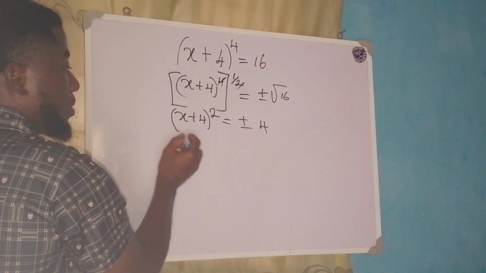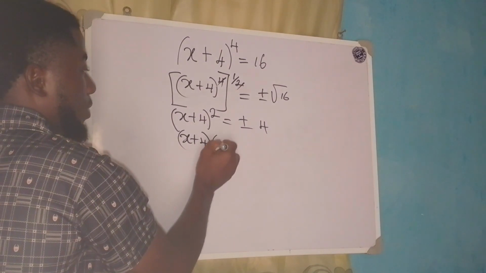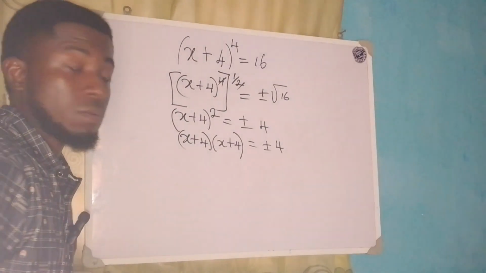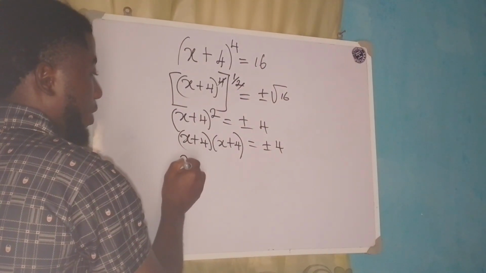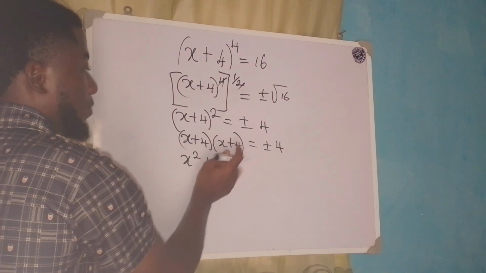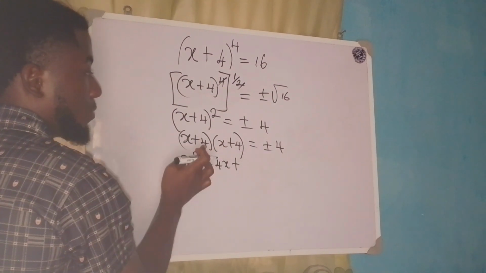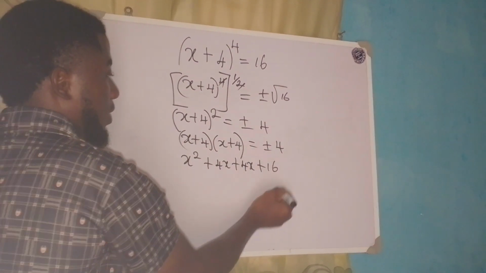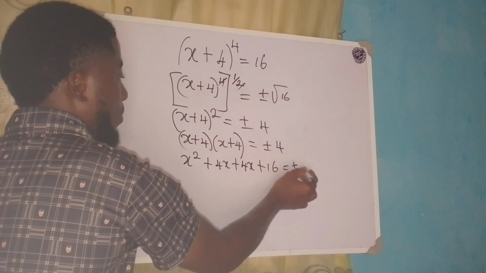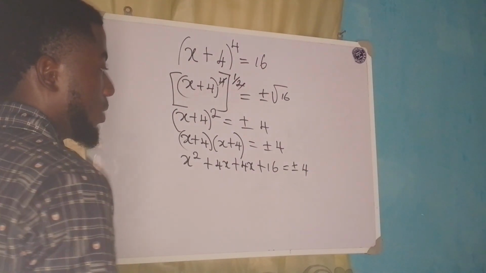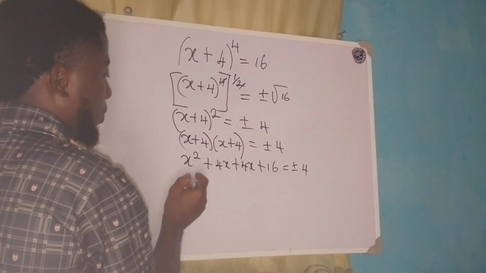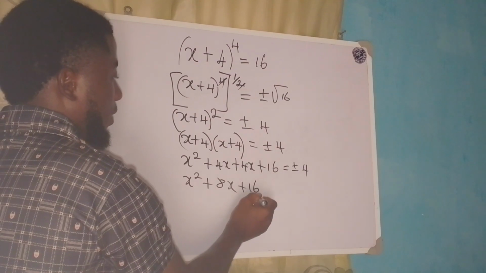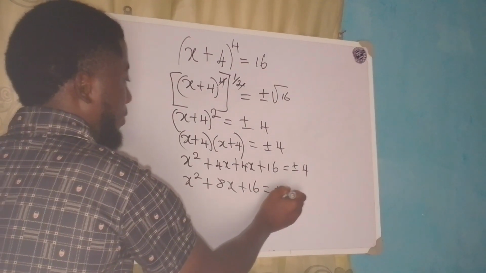So if I expand this, it means I have x + 4 in 2 places. (x + 4)(x + 4) equals plus or minus 4, right? Now, x times x gives us x squared, plus x times 4, that is 4x, plus 4 times x, we have 4x, plus 4 times 4, we have 16, and everything is equal to plus or minus 4. Now, let's add the middle terms, so we have x squared + 8x + 16 equals plus or minus 4.